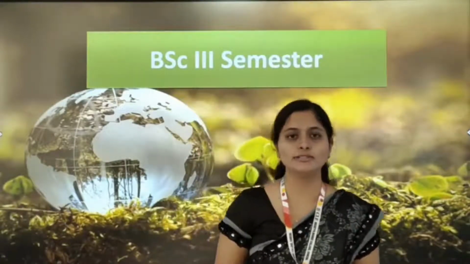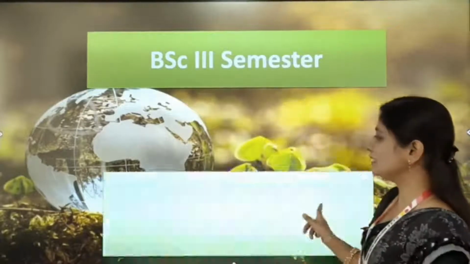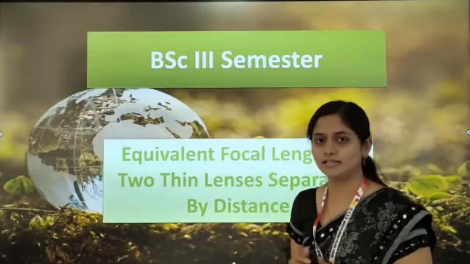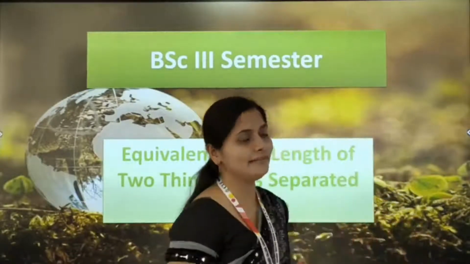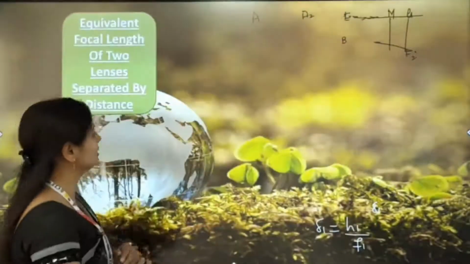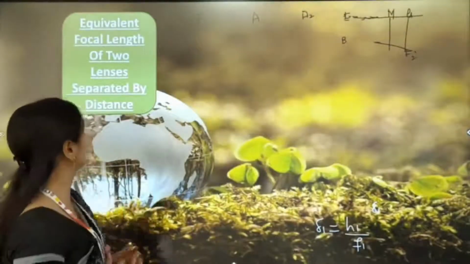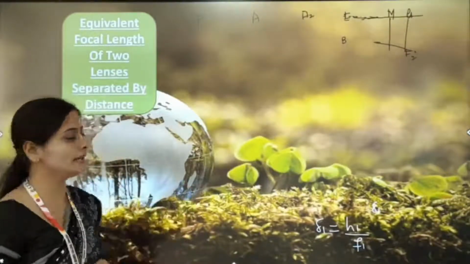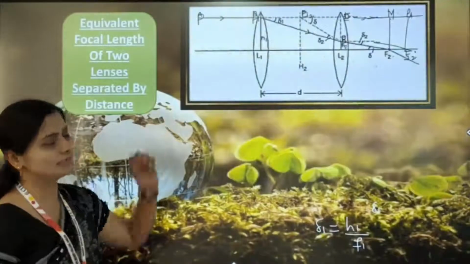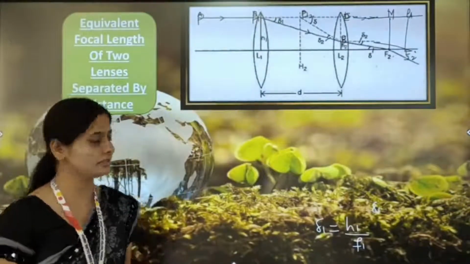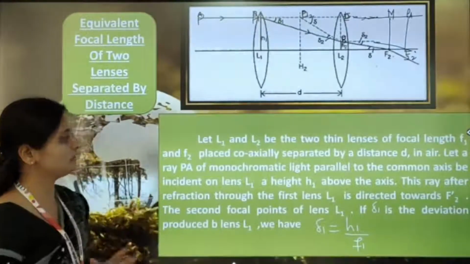In today's video we will continue with cardinal points. Here we will derive the equivalent focal length of two thin lenses separated by a distance. One by one we will see this derivation. We must concentrate on this diagram, and after the diagram we have to explain the terms.